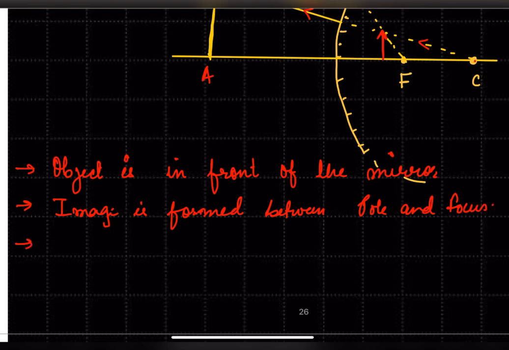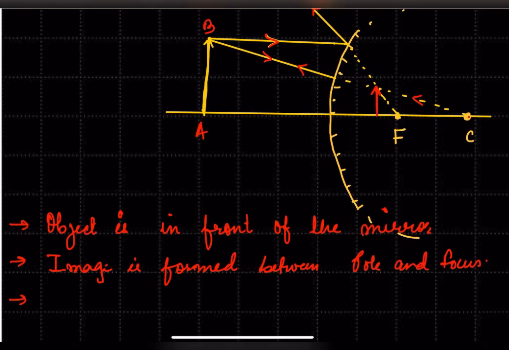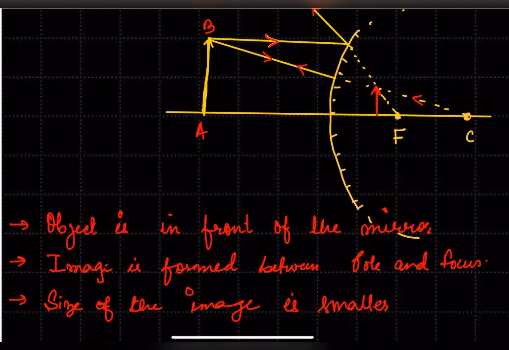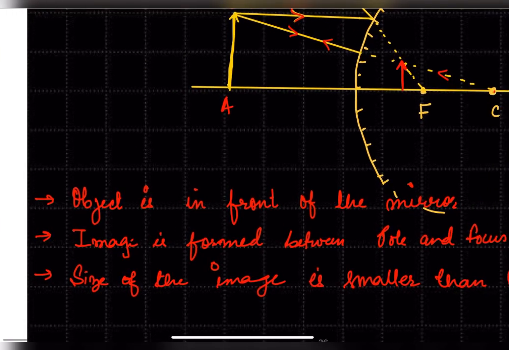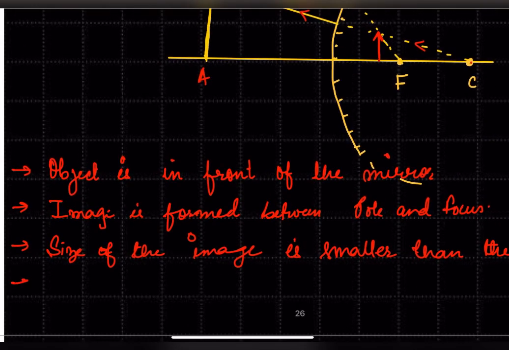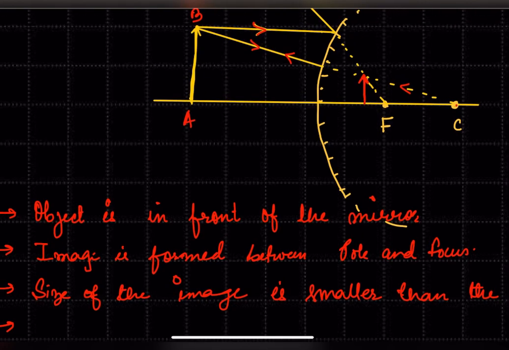What else can we say? Look at the size of the image. This is big, right? And this is very small. So what can we say? The size of the image is smaller than the object. What else? So what is the type of image formed?